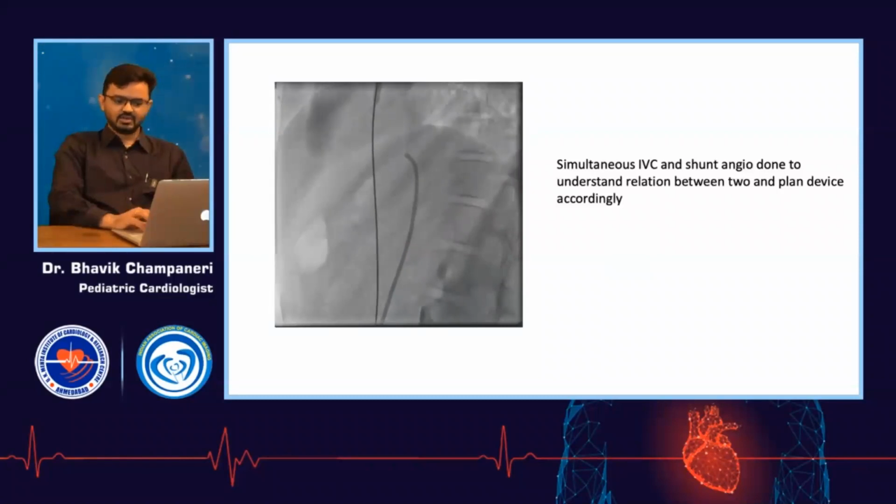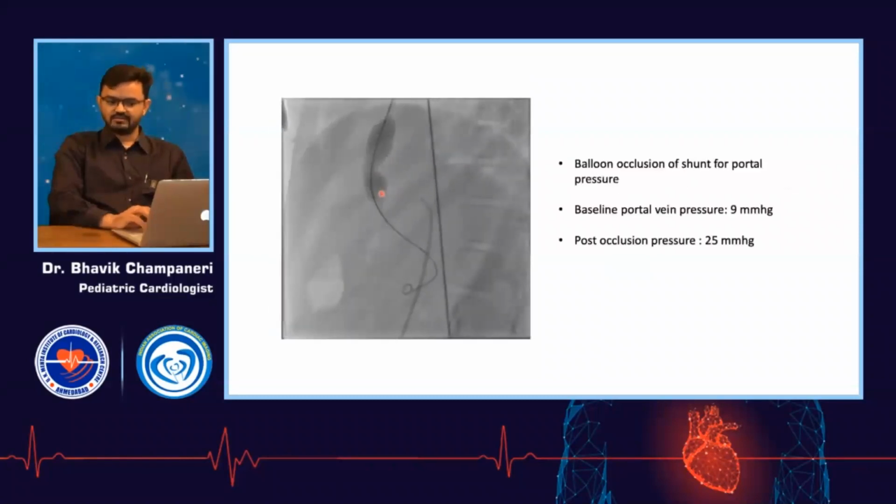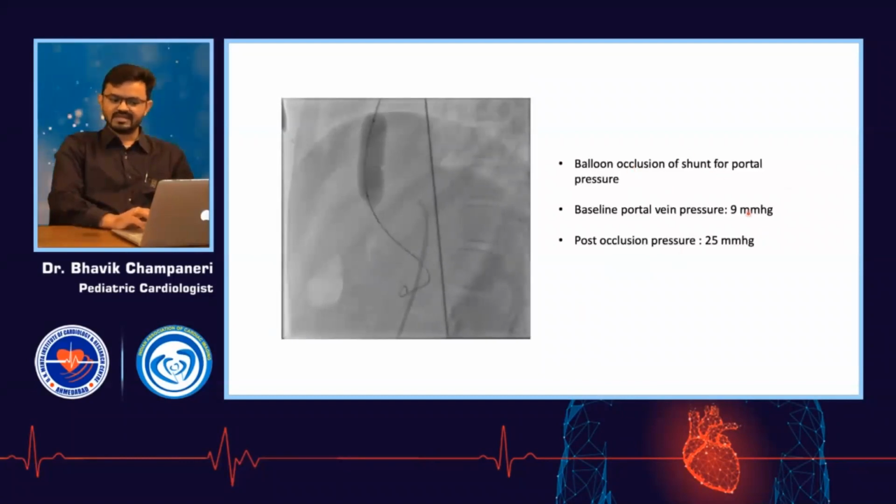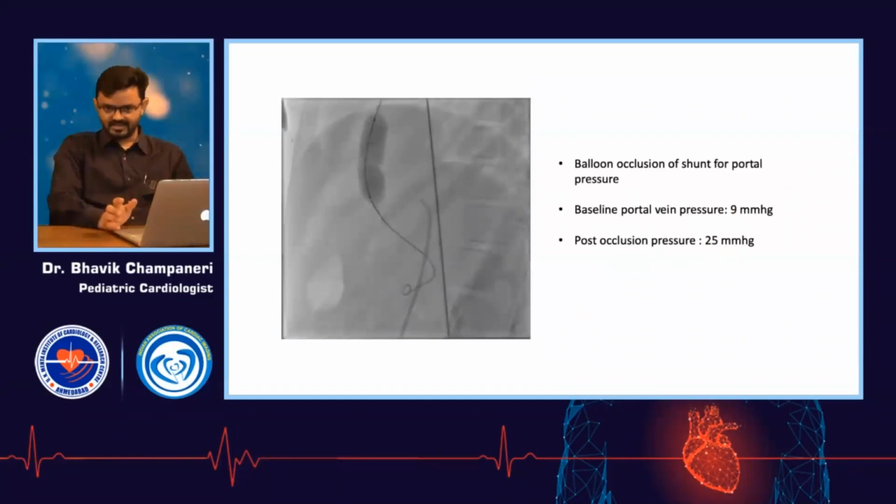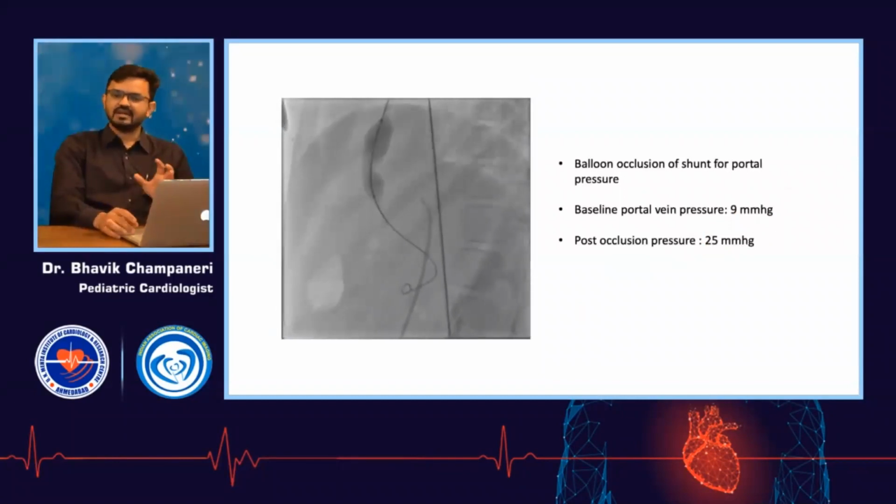device. So again, balloon occlusion was done, but what is alarming here, post balloon occlusion, the baseline portal venous pressure of 9 increased to 25. So that was alarming, and we would be more cautious in closing this shunt, because we don't want to end up with the patient having portal venous hypertension and its sequelae.